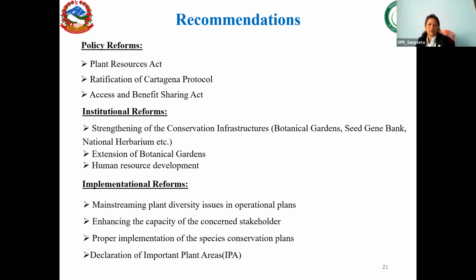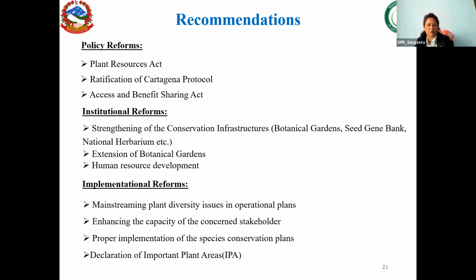Institutional reform: strengthening of conservation infrastructure. Our conservation infrastructure, like botanical gardens, seed gene bank, national herbarium, and many other institutions, has to be strengthened so that we urgently conserve our plant resources. And the second is the extension of botanical gardens. We only have 11 botanical gardens, but we should have botanical gardens in all the elevation gradients, representing all the phytogeographic areas.